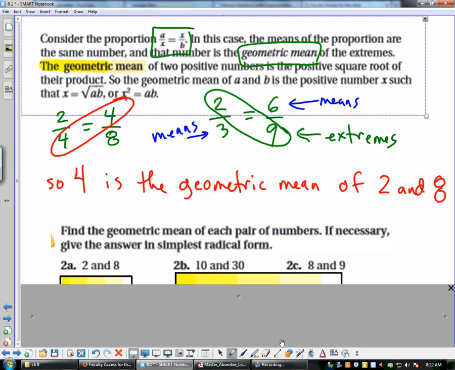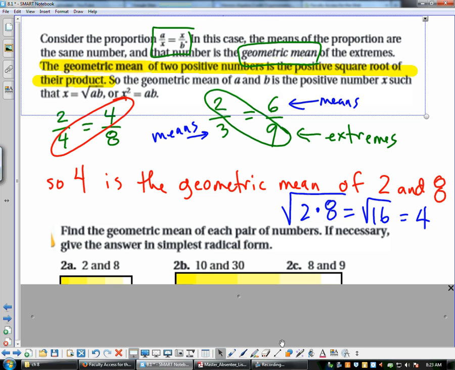The geometric mean of two positive numbers is the positive square root of their product. So is it true that 4 is the square root of the product of 2 and 8? What's the product of 2 and 8? 16. And what's the square root of 16? 4. So that's why 4 is the geometric mean of 2 and 8, because it is the square root of the product of 2 and 8.